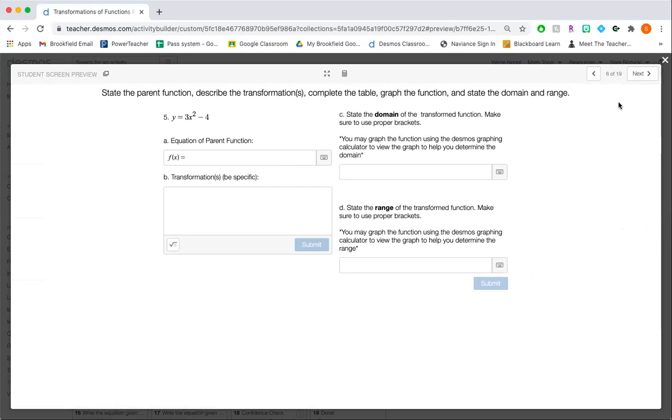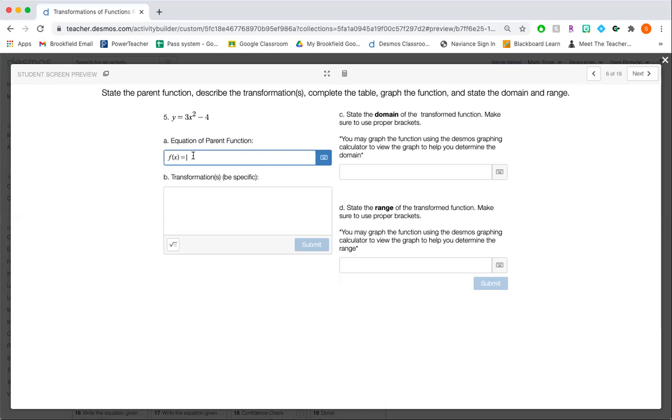So here it says state the parent function, describe the transformations, complete the table, graph the function. I don't know why these directions are here because I don't have you do that in this problem. Copy and paste error, my bad. So here you're just going to state the equation of the parent, the transformations, and then domain and range.